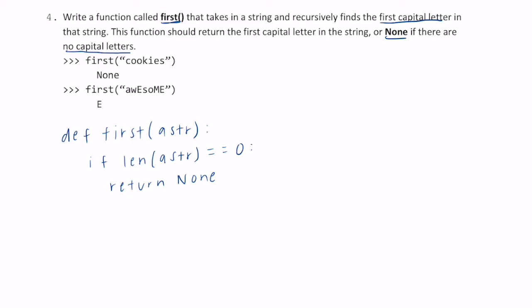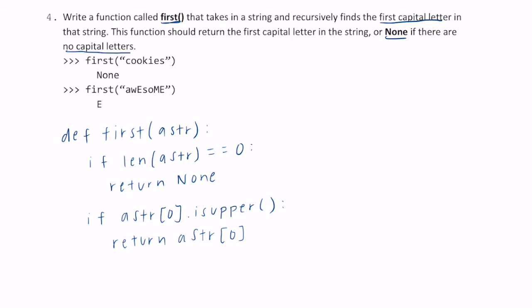Alright, let's continue. So what do I want to return and when? Well, what am I checking? In this case, I'm checking to see if it's a capital letter. So I can use isUpper. So I'm going to say if the first letter of my A* is upper, which will return some sort of boolean, then I'm going to return what that letter is. So this is just going to be looking from the beginning and see if that is a capital letter.